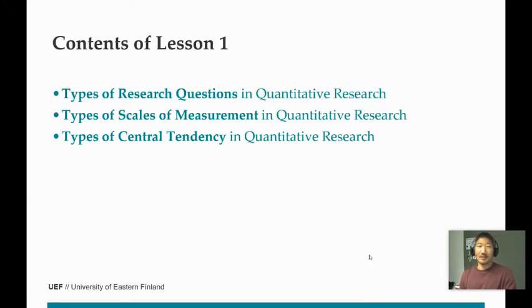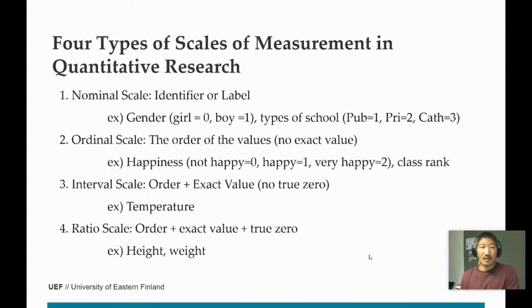In this video clip, we will be dealing with different types of scales of measurement and the different types of central tendency used in the quantitative research method. There are four types of scales of measurement. The first one is a nominal scale. Nominal scale is an identifier of the data.